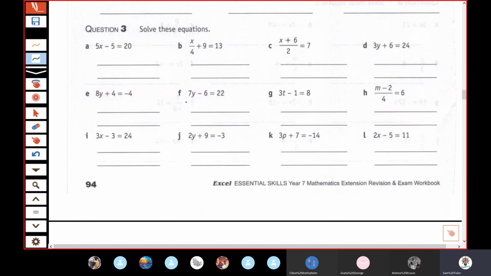All right, let's do a few more. Let's do again A, B, C, D, E, and H. Give them a go.